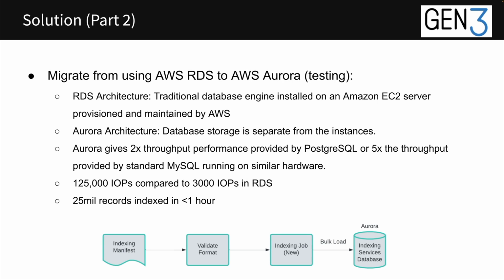This gives 2 times the throughput performance provided by Postgres, or 5 times the throughput provided by standard MySQL. From our test, we see 125,000 transactions per second compared to 3,000 in RDS. So we can now index 25 million records in under an hour.